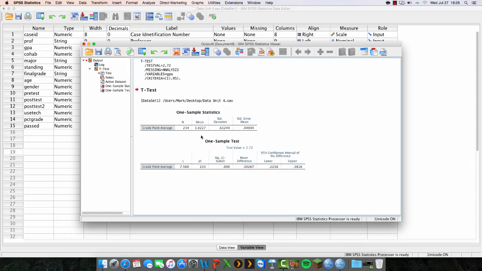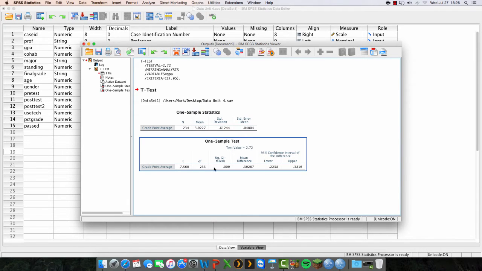Now, how do we figure out if that average of 3.0227 is different than this test value of 2.72, or different enough to matter given the conditions under which we're measuring it? Well, eyeballing that, it looks pretty different, right? You'd probably think that was statistically significant in its difference, and you'd be correct. So what do we have to look for here? We have to look for the t-test.